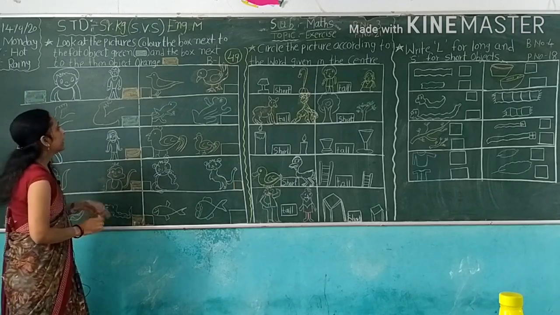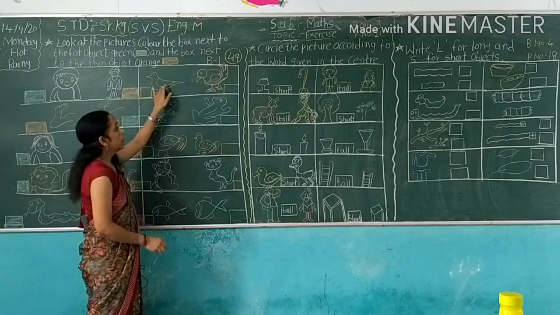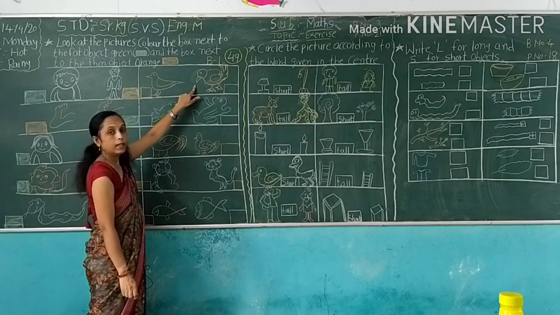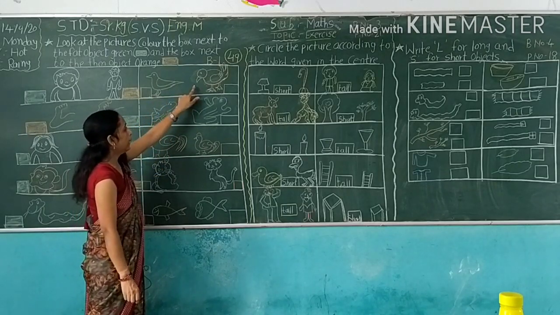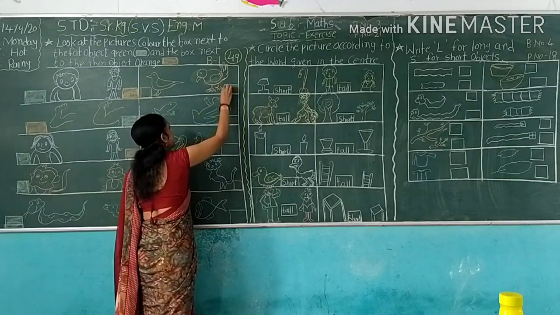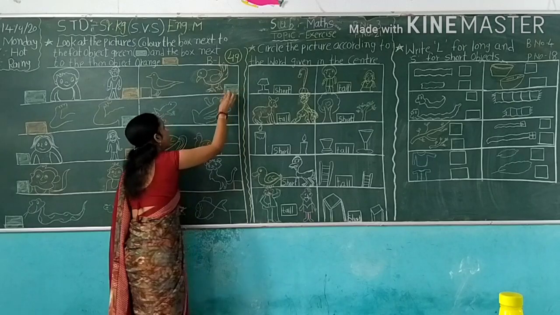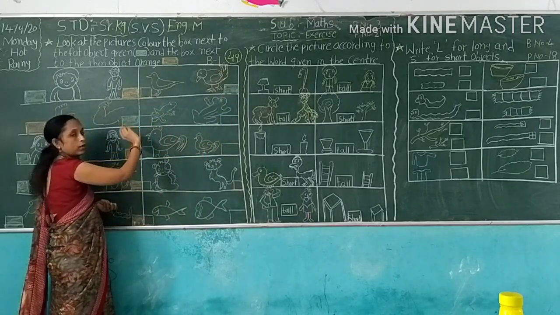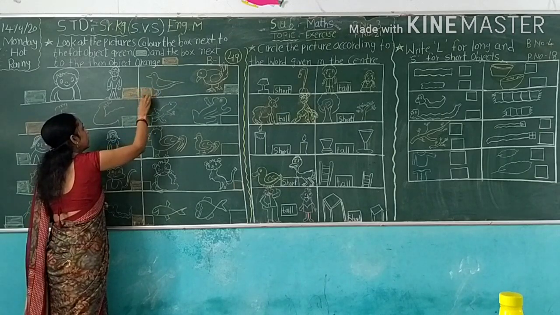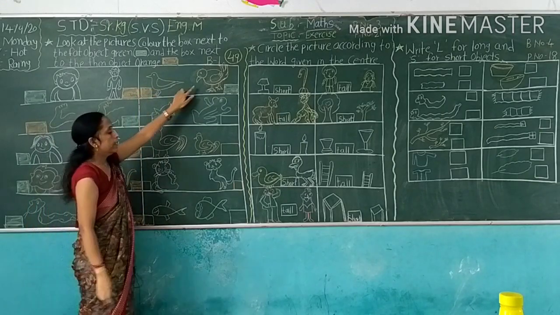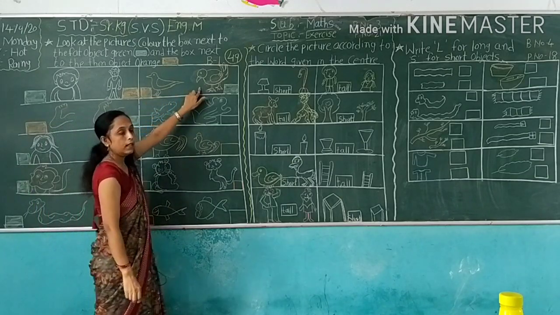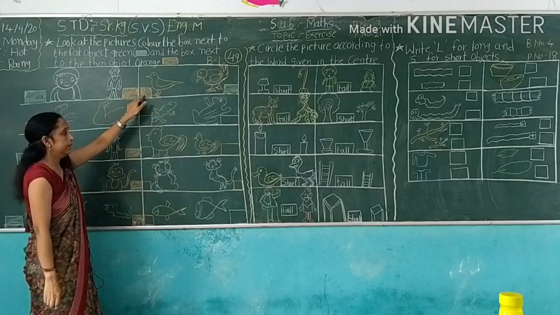And look here. Here I drawn two birds. So which bird is fat? This? No. This? Yes. This bird is fat. So here color in green. This box is green color. And thin box is orange color. This bird is fat and this bird is thin. So here color green and here color in orange.